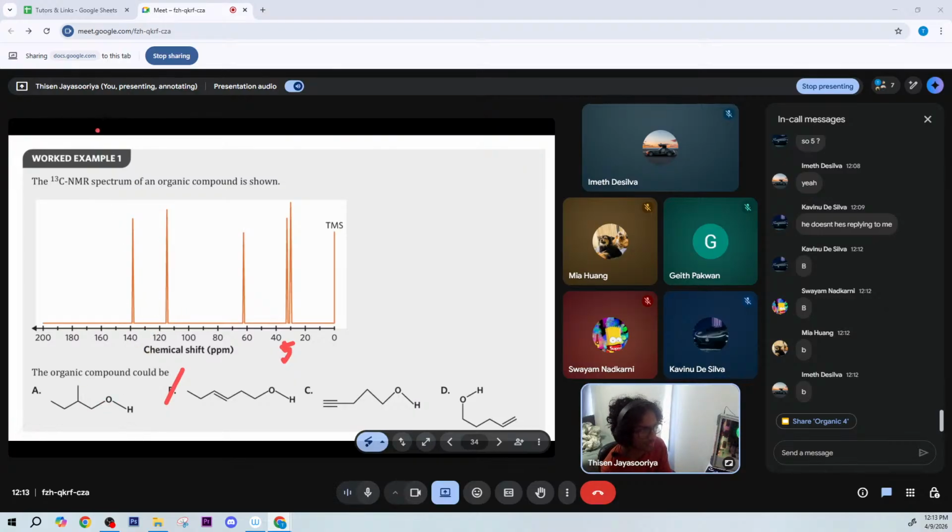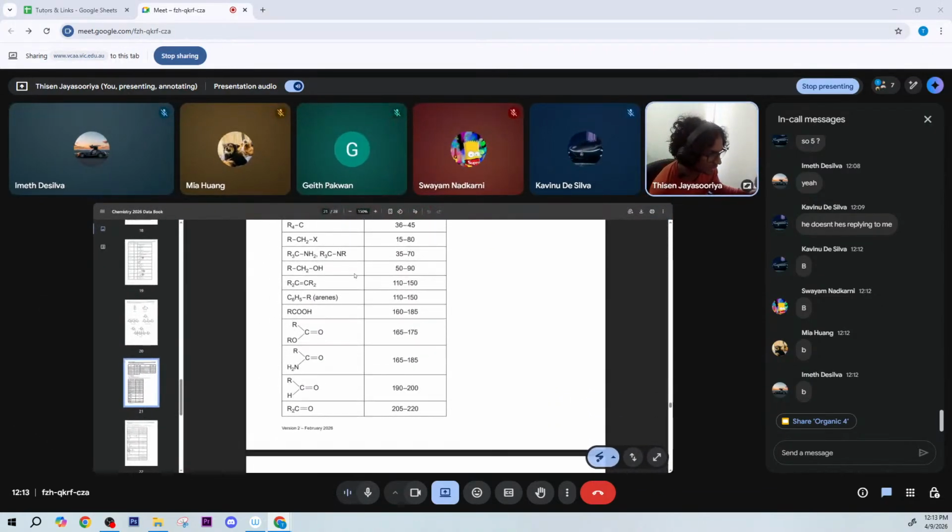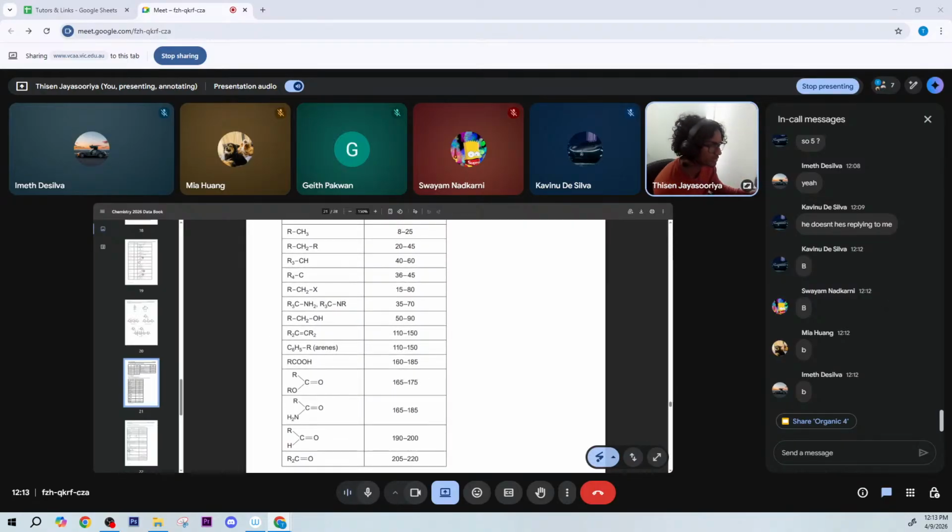We look at the chemical shifts. What could cause this 140 chemical shift? Let's have a look. We'll share this tab instead. What could be causing this 140 chemical shift? We can either see it's a C double bond, or this, which is a ringed compound essentially. So this is a benzene ring here, that could be causing that.